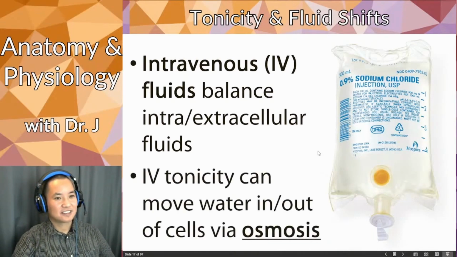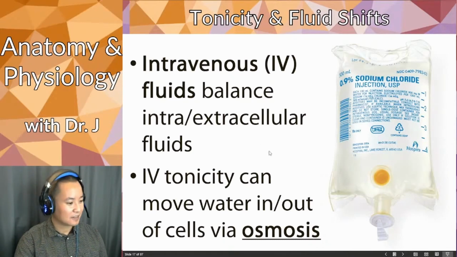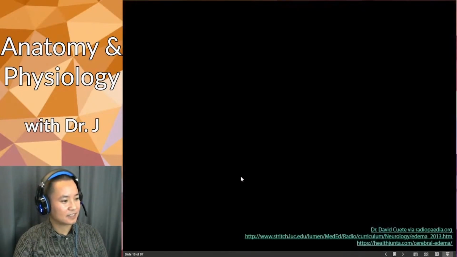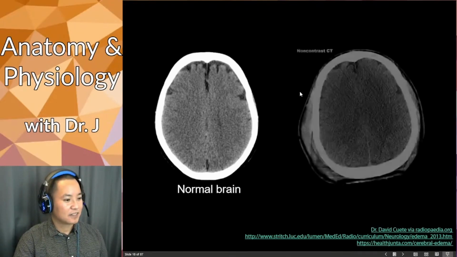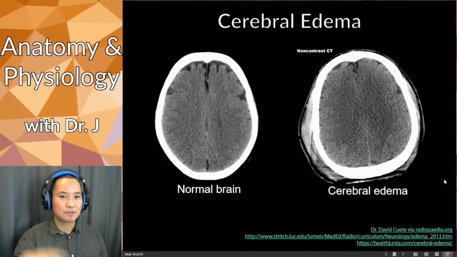So the great thing is that you can actually move water in and out of the cells by changing whether the solution surrounding a cell is isotonic, hypertonic, or hypotonic. So how do you do that? Well, osmosis. And this is what we see here. So here we have a normal brain, and over here we have a brain with something we call cerebral edema. So cerebrum refers to this skull area here and the brain.